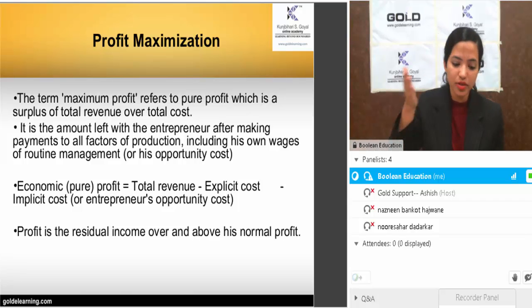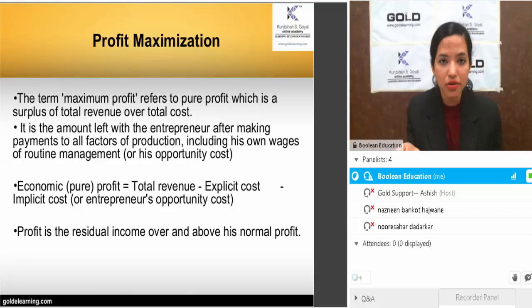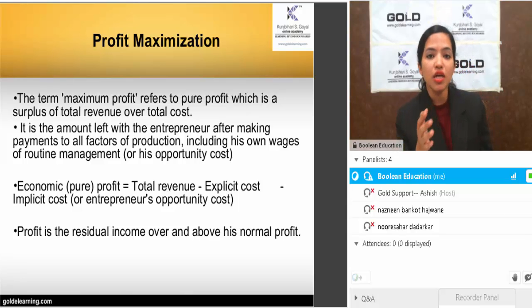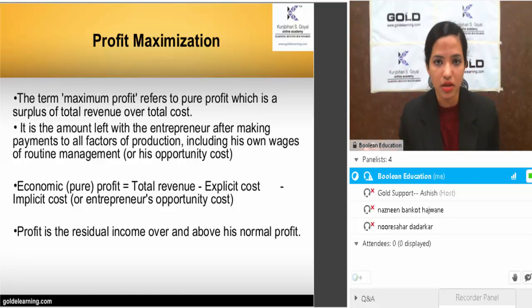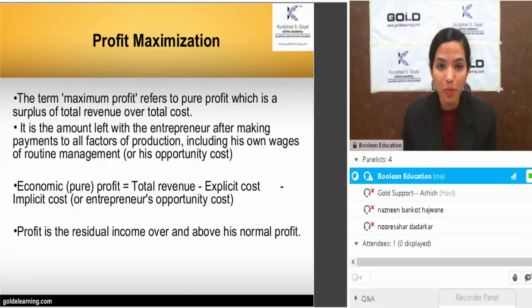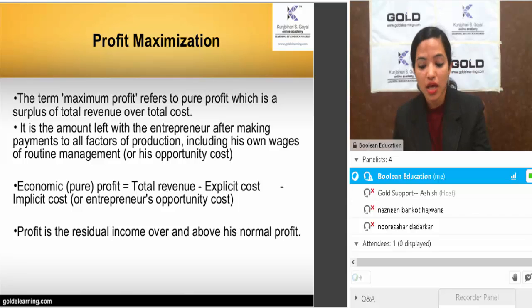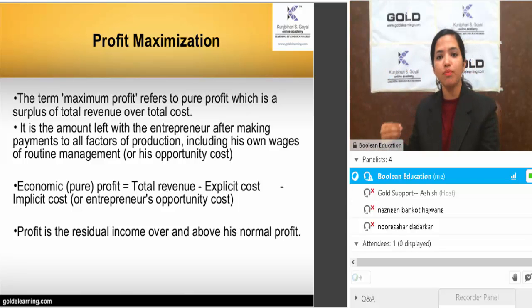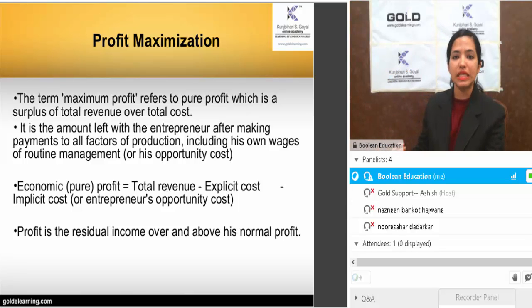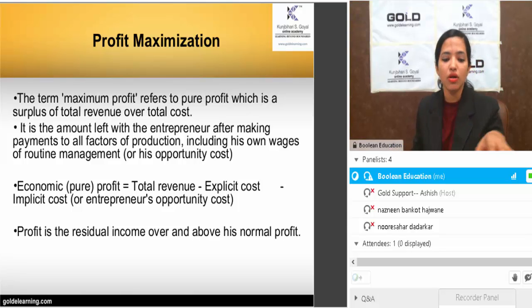So remember the difference between accounting profit and economic profit. There's only one difference: कि economic profit में सुपरनॉर्मल प्रॉफिट हम कंसिडर करते हैं, राइट. Sorry, इकोनॉमिक प्रॉफिट में हम सिर्फ सुपरनॉर्मल प्रॉफिट कंसिडर कर रहे हैं, that is after taking his own opportunity cost, taking his basic normal profit. जो एक्स्ट्रा पैसा बचता है, in economic terms we call that as profit.